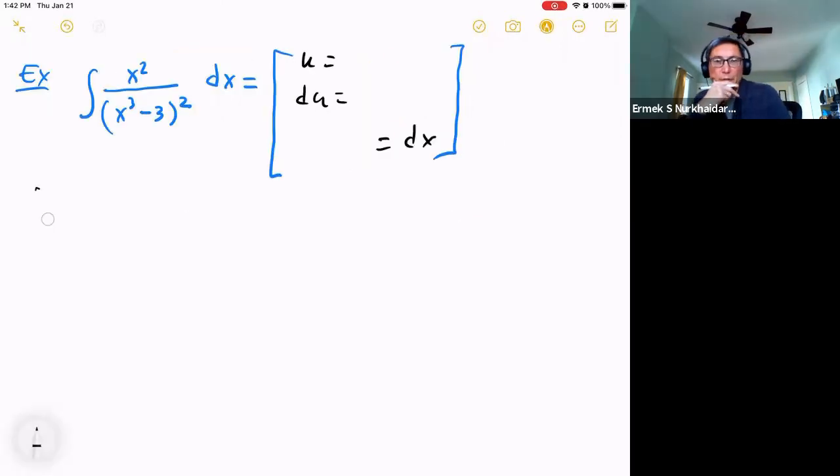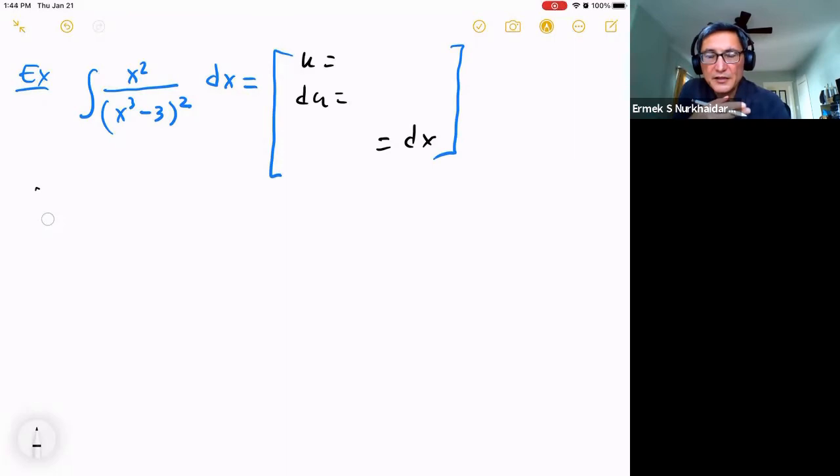So we have the integral of x squared divided by x cubed minus 3 all squared, dx. Choose what u is supposed to be, find du, find dx, do substitution, and try to proceed. I'm going to give you a couple of minutes to do that, so give it a try. Okay, let me try to catch up with you.